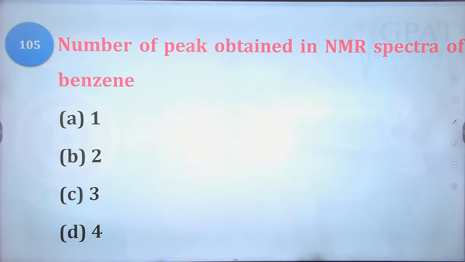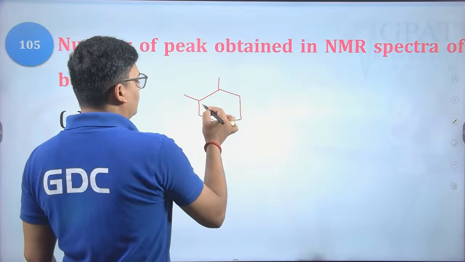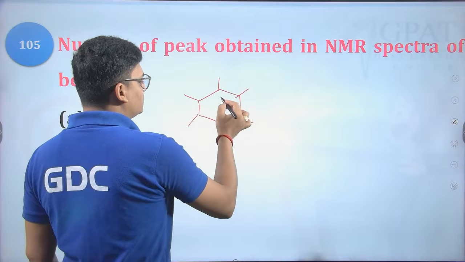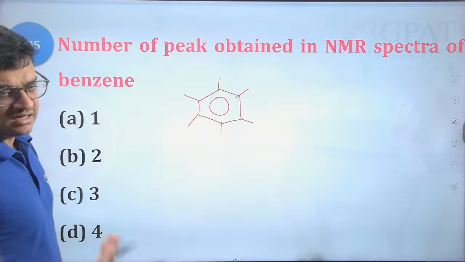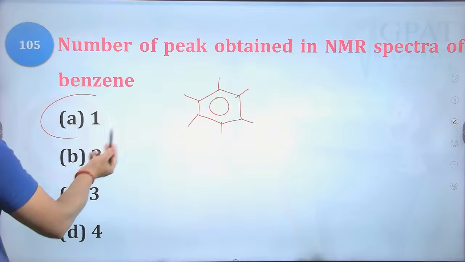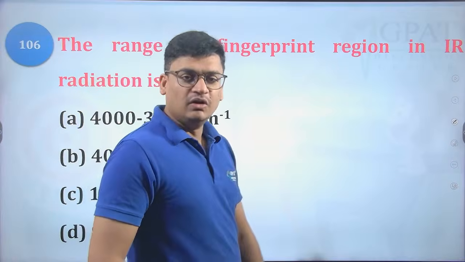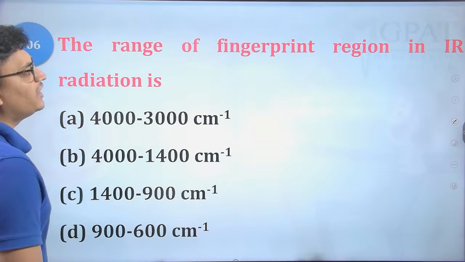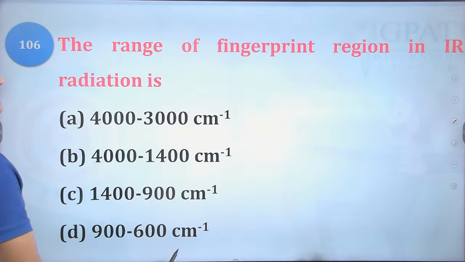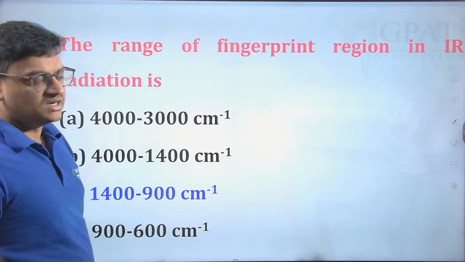Number of peaks obtained in the NMR spectra of benzene. So in benzene, all the carbon-hydrogen bonds are identical. Just because of the same carbon-hydrogen, the number of peaks obtained will be a single one, only one. The range of the fingerprint region in IR radiation: 900 centimeter inverse to 1400 centimeter inverse.